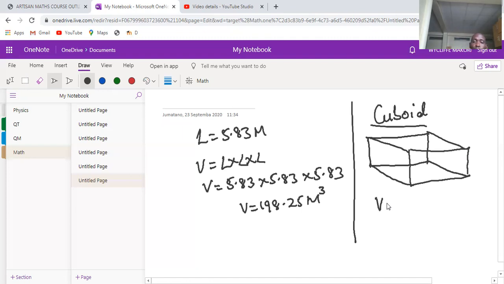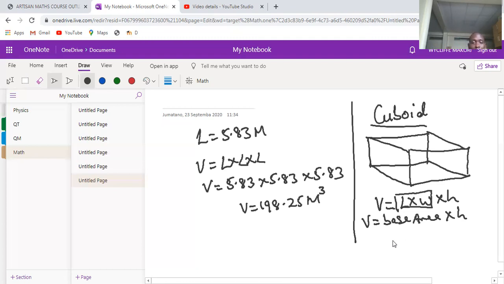The volume of this particular kind of solid is given by the length times the width times the height. In other books, you'll find it saying that the volume is the same as the base area times height. Note that the length times the width is actually the area of one rectangle. So you get the base area and multiply by the height, and you are able to get the volume of that solid.